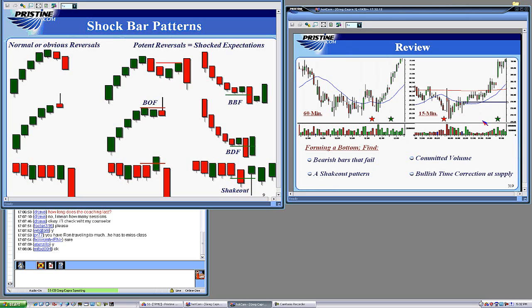We discussed this red bar followed by a potent green bar. That's a bottoming tail in a higher time frame. This bottoming tail is this in a lower time frame. And so this consolidation at resistance tells you that demand is strong, and buyers continue to step up to the plate. These are clues that the stock is bottoming.